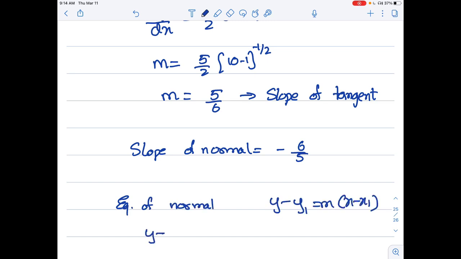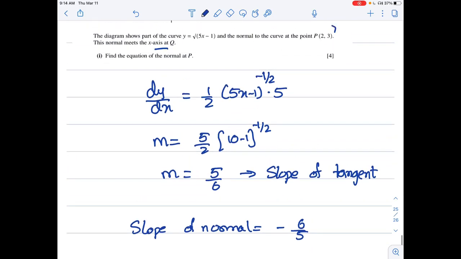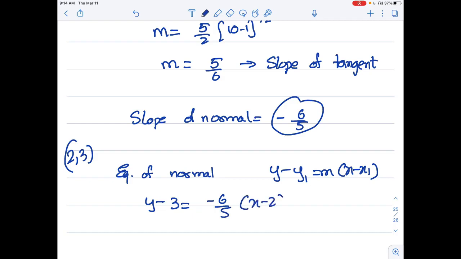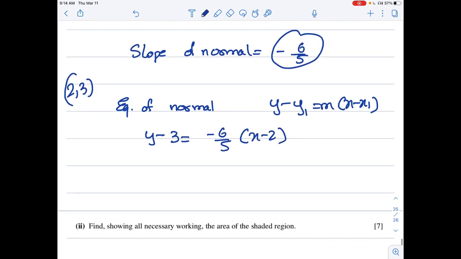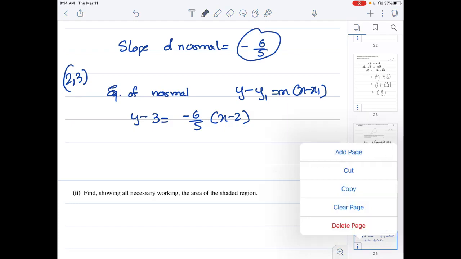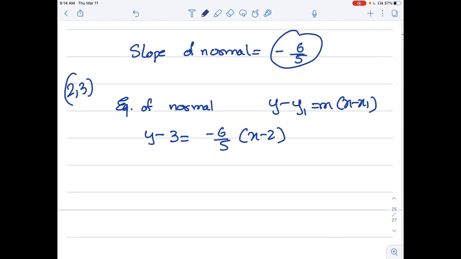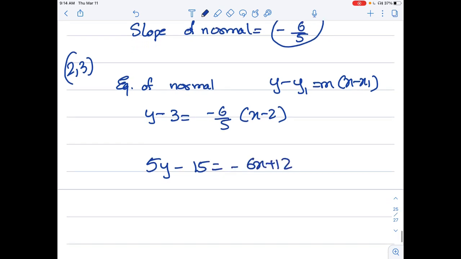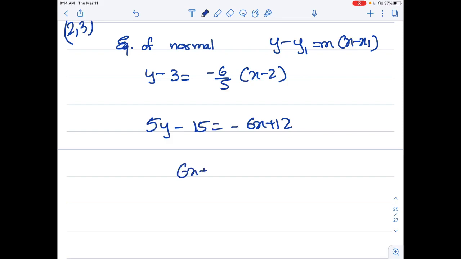So y minus, what was the point? If you see, the point is (2, 3). So (2, 3) is a point, and the slope is minus 6 by 5. So y minus 3 is equal to minus 6 by 5 times x minus 2. That is the equation of the normal. I try to simplify that. So 5y minus 15 is equal to minus 6x plus 12. So I get 6x plus 5y is equal to 27.